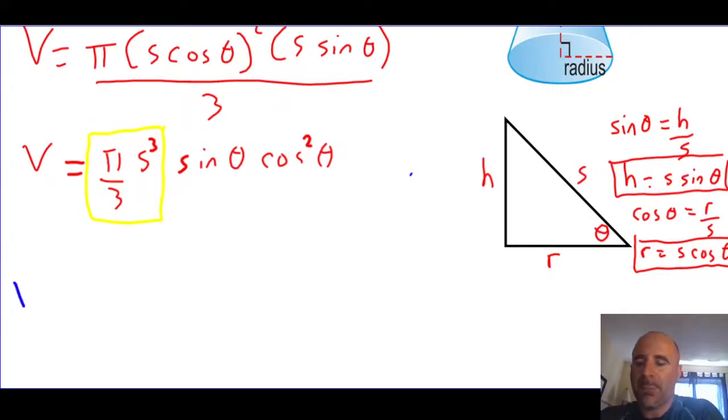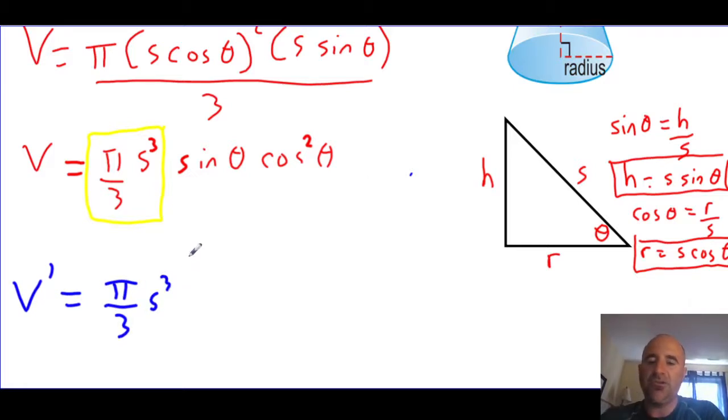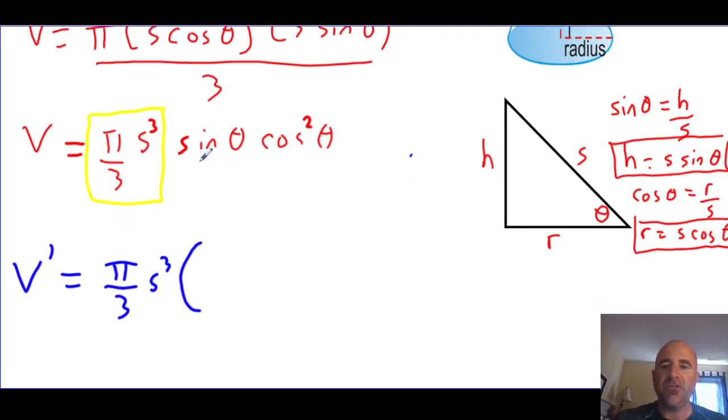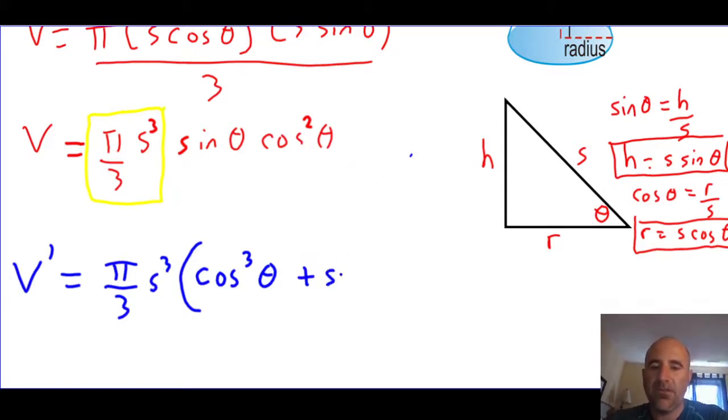Because this stuff I've highlighted is a constant, I can just leave it out front and take the derivative of sine theta cos squared theta and multiply by that. I'm going to need to use the product rule here. The derivative of sine theta is cos theta, times cos squared theta, which gives me cos cubed theta, plus sine theta times the derivative of cos squared theta. The derivative of cos squared theta is 2 cos theta times the derivative of cos theta, which is negative sine theta.